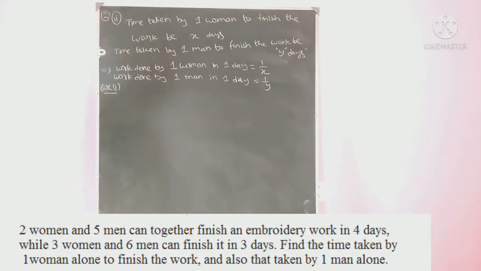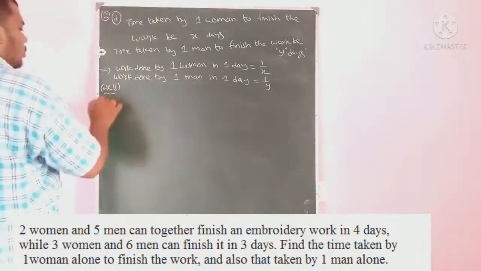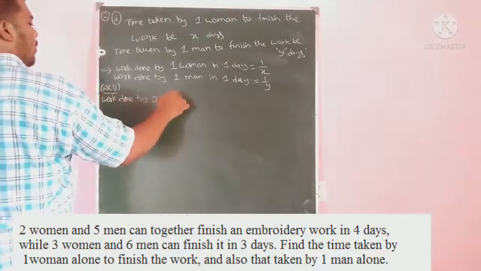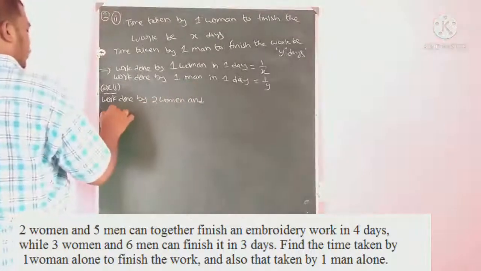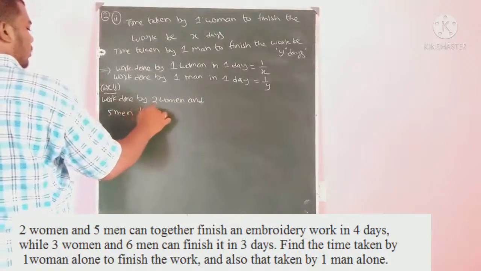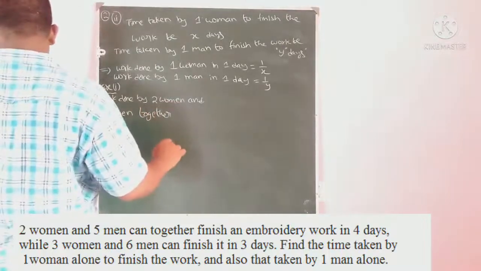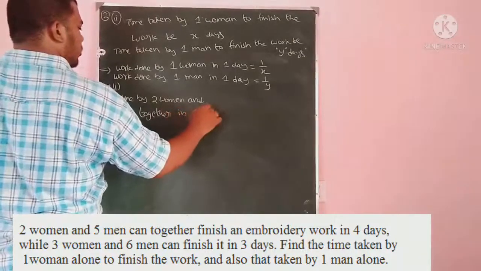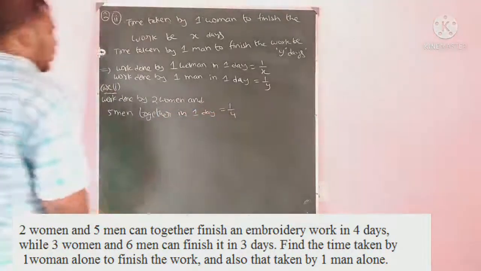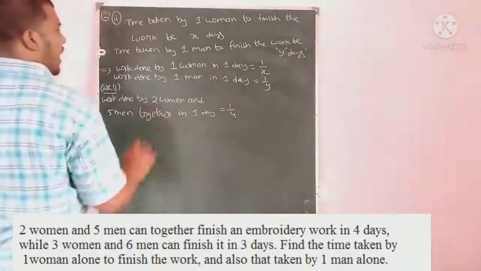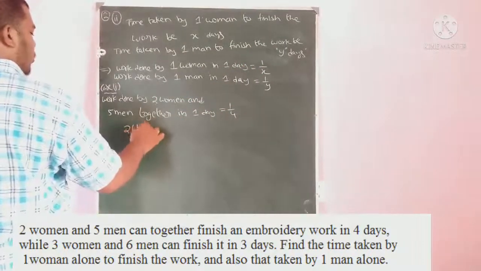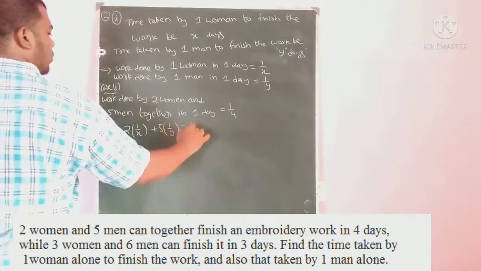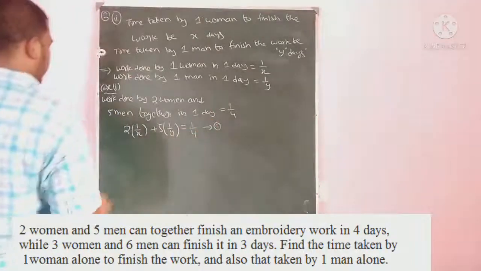In 1 day, how much can they finish? 1 by 4. So work done by 2 women and 5 men together in 1 day equals 1 by 4. Work done by 1 woman is 1 by x. 2 women means 2 into 1 by x plus 5 into 1 by y equals 1 by 4. Let it be the first equation.